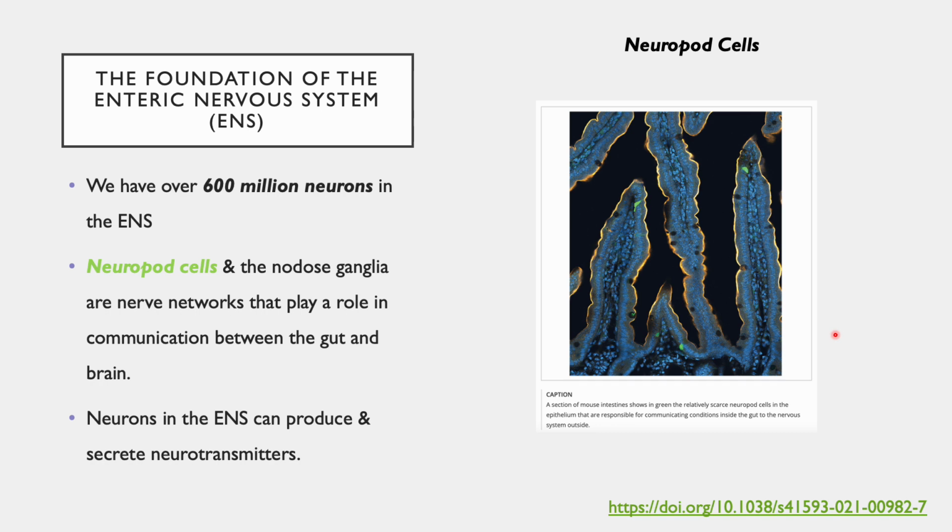So neuropod cells, in addition to the nodose ganglia up in the neck, are helping to form this connection, and usually they are communicating via transduction of the vagus nerve. Interestingly, neurons in the enteric nervous system can actually produce and secrete neurotransmitters. 90% of the serotonin that we create is actually created in the gut. That doesn't necessarily mean that all of that serotonin is going to get up to the brain, though. I do want to note that serotonin is different from brain-derived serotonin that's created in the brain.